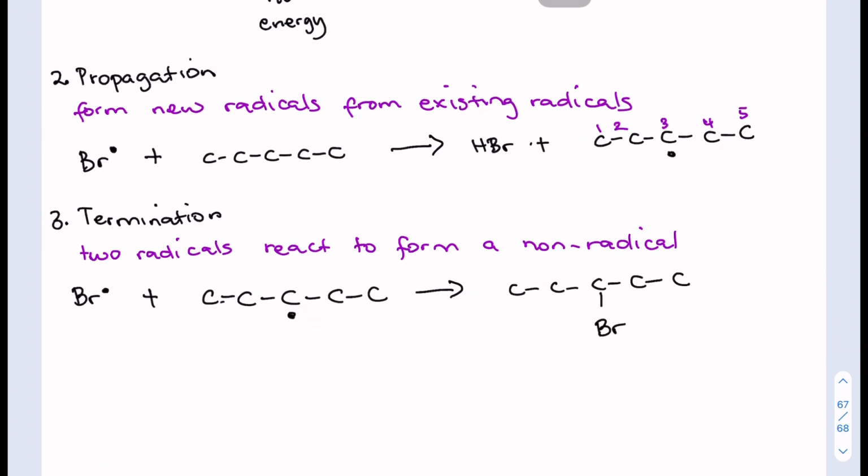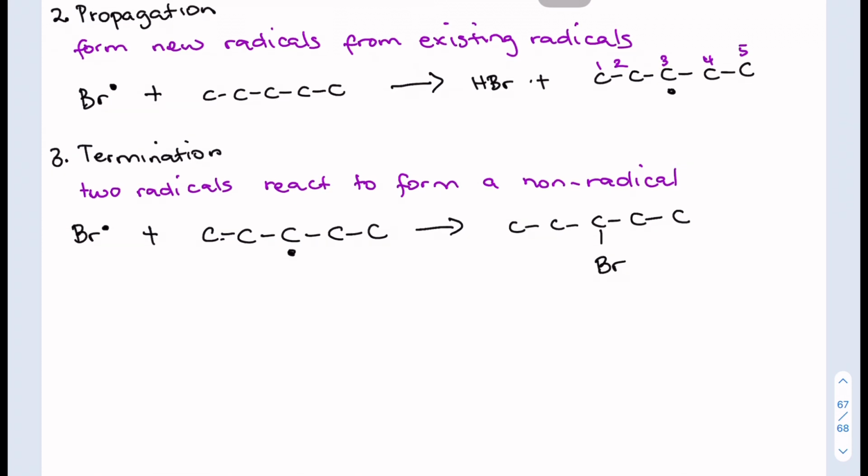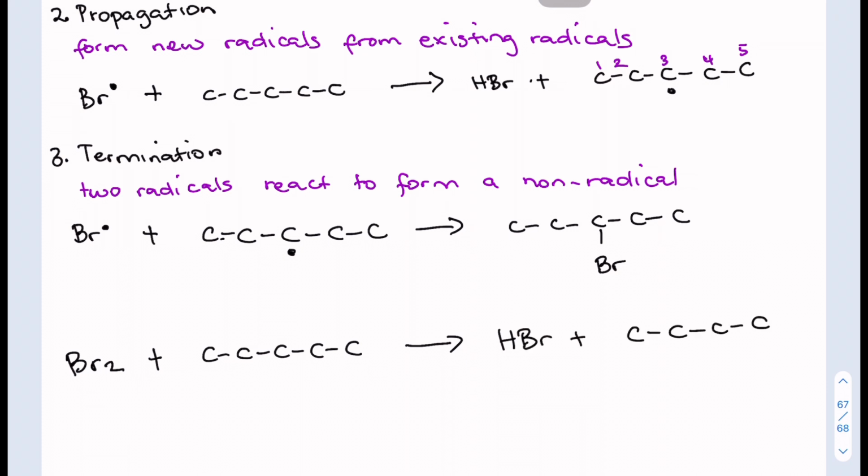The overall reaction without the steps in the mechanism: we have Br2 plus pentane going to HBr plus 3-bromopentane. Et voilà!